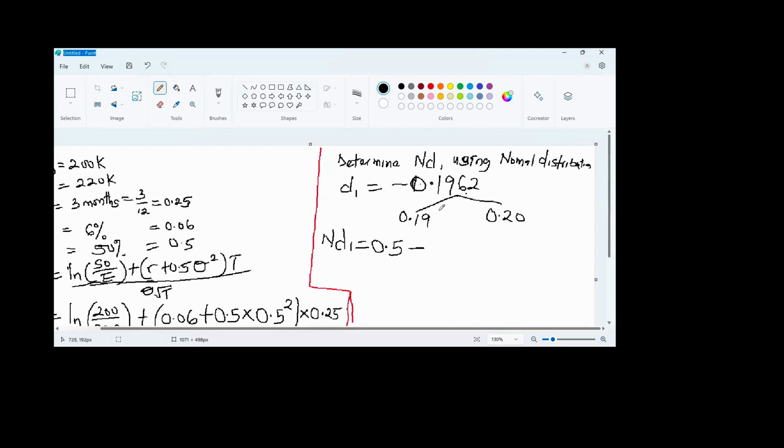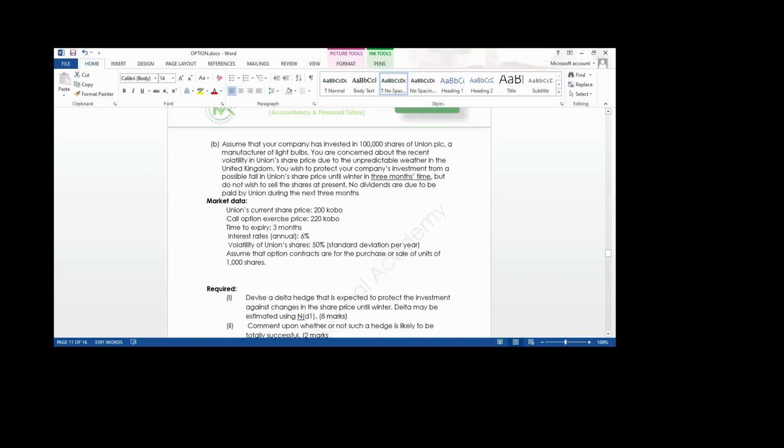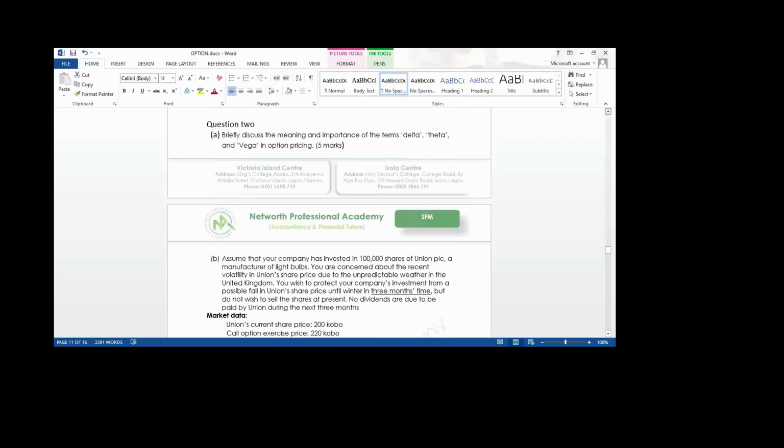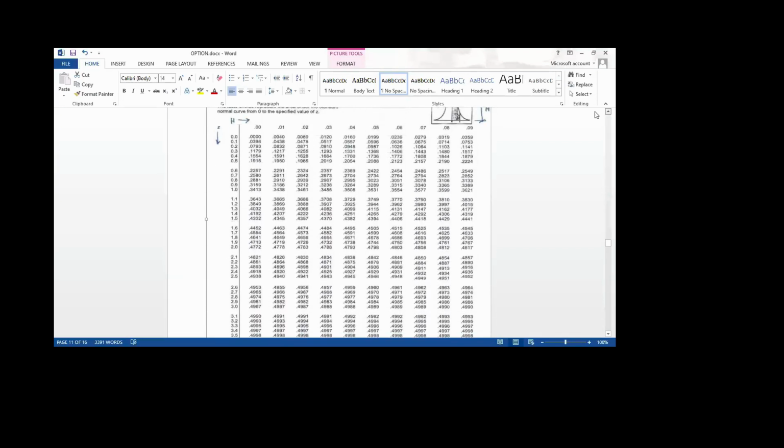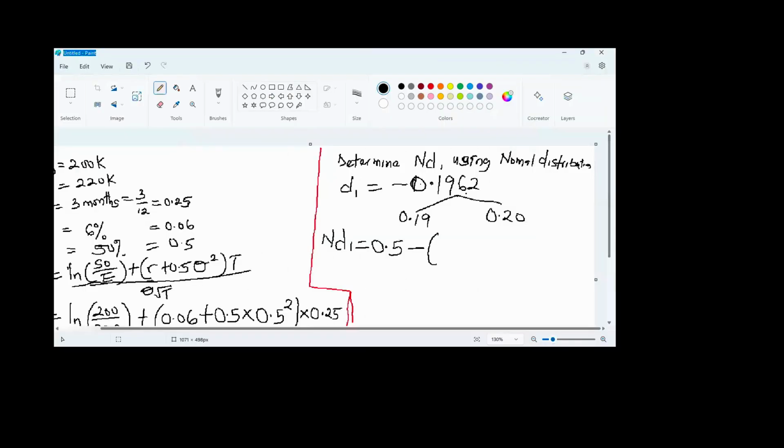Now open a bracket. Go check the table, 0.1 under 9. Let us check our normal distribution table. Look at 0.1, I will now move to under 9. That will be the last. That will give me 0.0753.